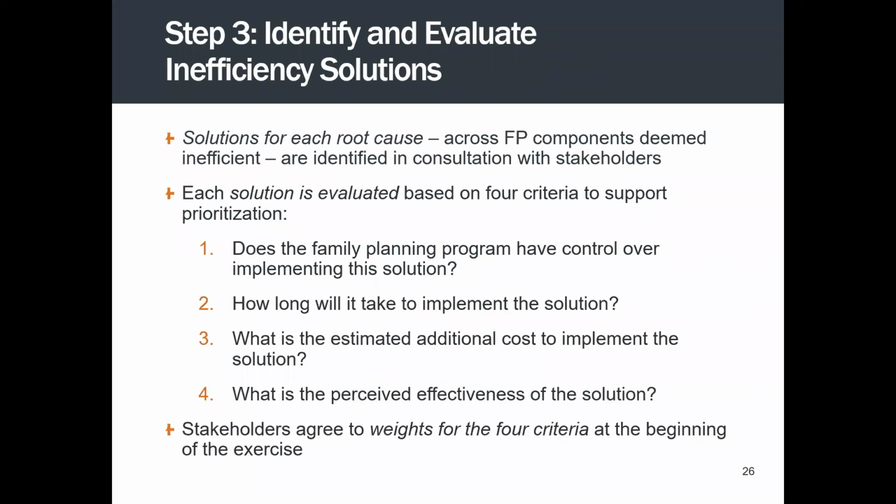Once we understand the root causes of inefficiency, we then brainstorm possible solutions to the problems, and we collect these ideas from key stakeholders and then have the stakeholders evaluate solutions based on 4 criteria. So first, how much the family planning program has control over implementing the solution. So the more control the family planning program has, the better. Some of the solutions might require other stakeholders, broader health systems changes, which are harder to actually implement.